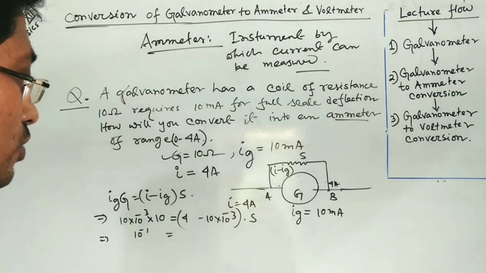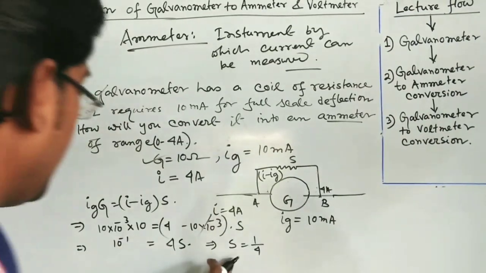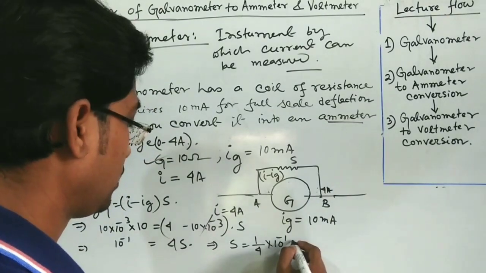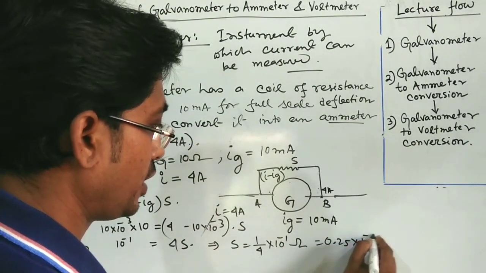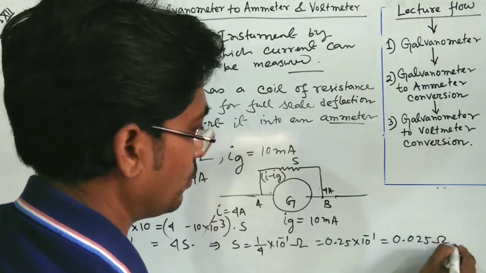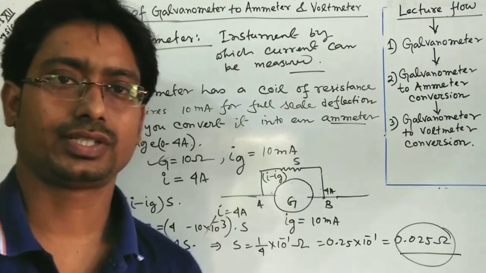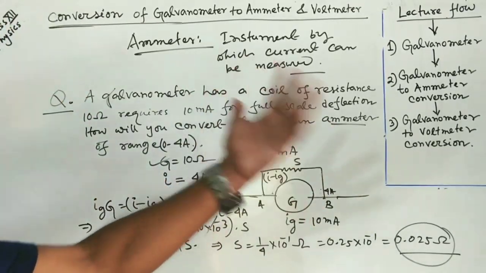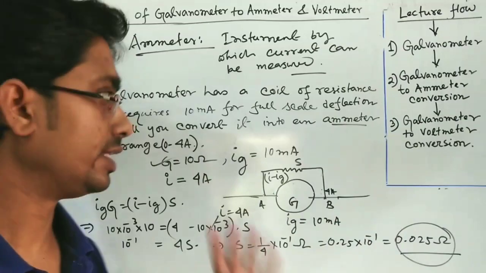So it is a very small amount of current, and we can neglect it. S is equal to 1 by 4 into 10 to the power minus 1 ohm, so 0.25 into 10 to the power minus 1, that means 0.025 ohm. You can observe this is 0.025 ohm resistance. We have added a very small resistance, and that converted the galvanometer into an ammeter of the desired range.